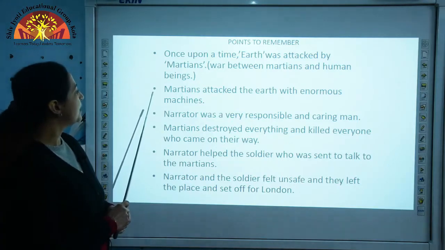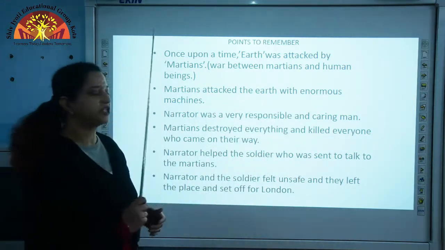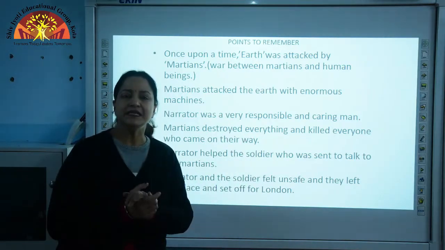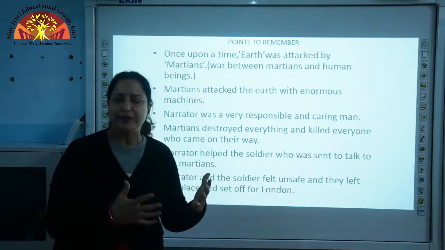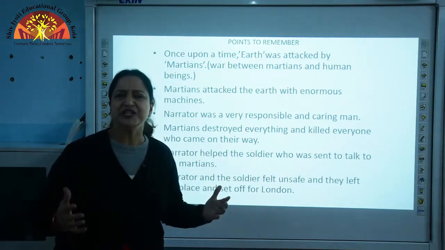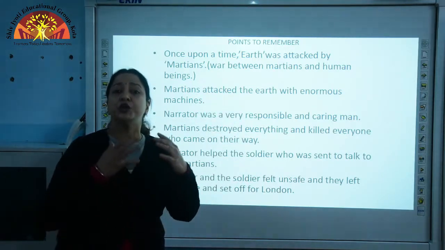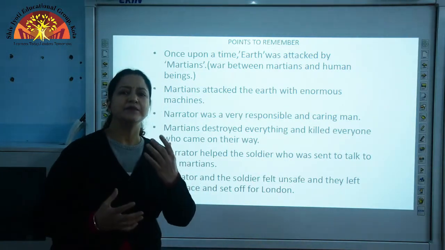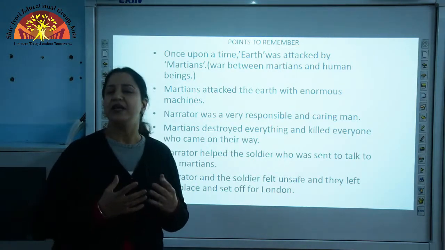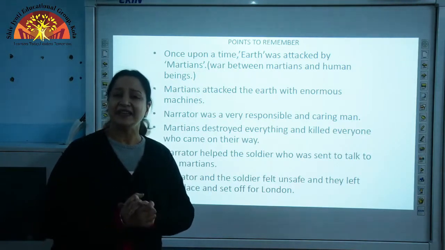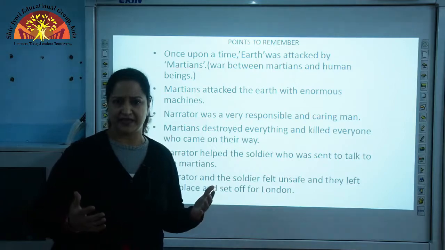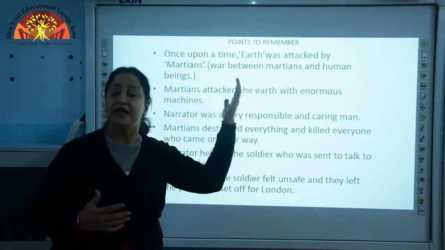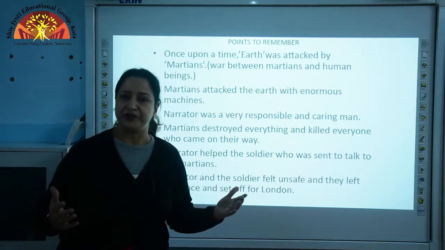Coming to the next point: Martians attacked the Earth with enormous machines. Enormous means very huge, very big. They started to attack the people of Earth and each and everything with their huge machines. Their machines are like a tripod. A tripod is a gadget or machine with 3 legs. Their machines are so huge, so tall, taller than our houses and trees, and they started to damage everything there.